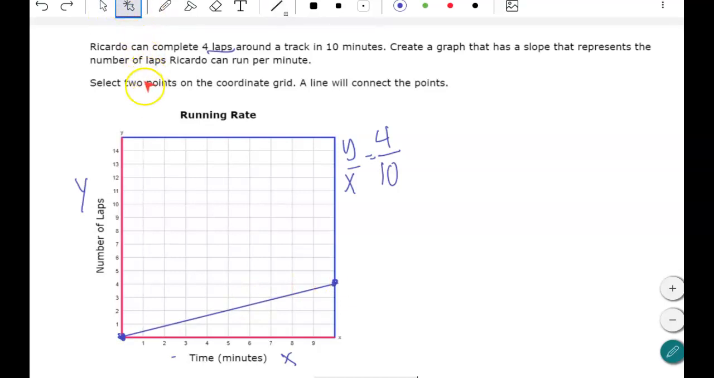So on this type, you just had to select the 2 points. So those are the easiest two, the 0, 0, and the 4 over 10. And remember, slope is the change in y over the change in x. So you could divide that to see what the actual slope is. But that's as simple as that one is, just graphing 0, 0, and then time is 10, the laps is 4.